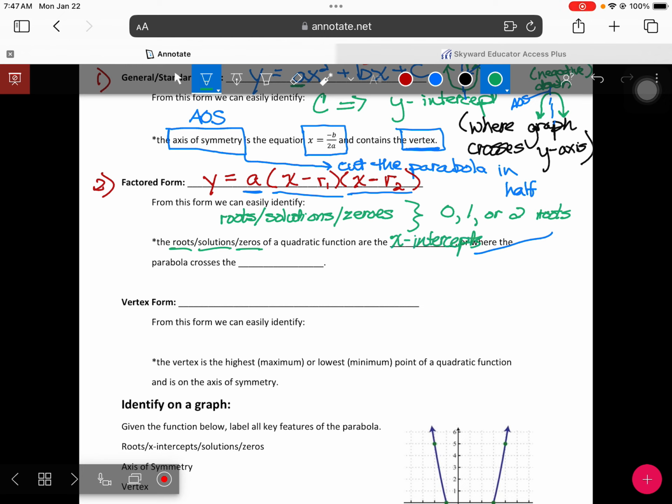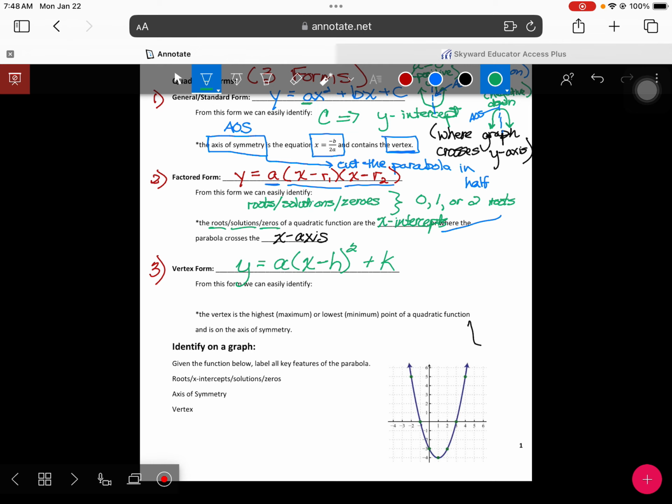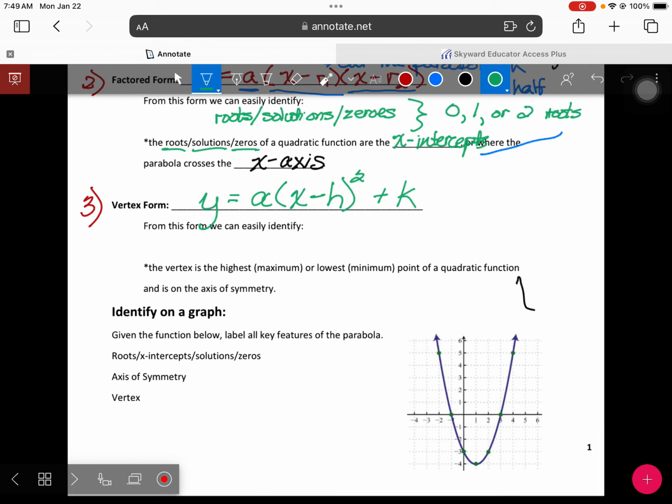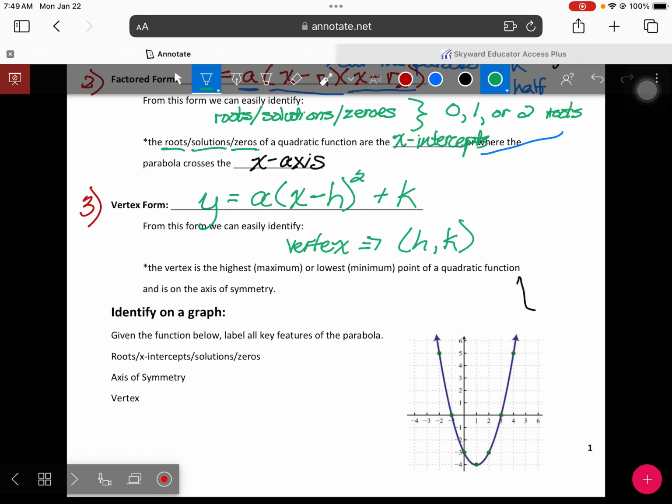So guess what we're going to find from vertex form? Come on, Emmanuel, say it. Somebody say it. The vertex, yes. The vertex. So from this form, we can easily identify the vertex, which is going to be your h, comma, k value. And that means that it has been moved, okay?